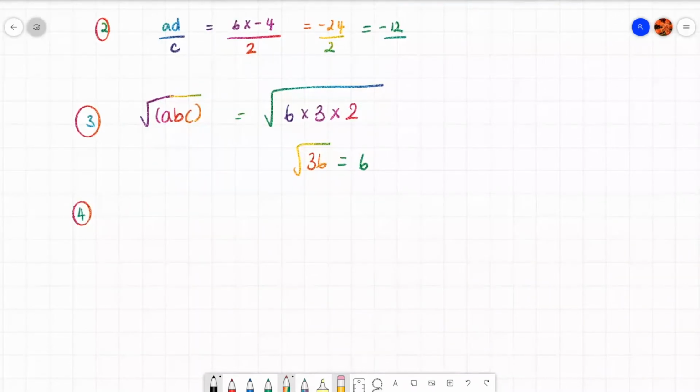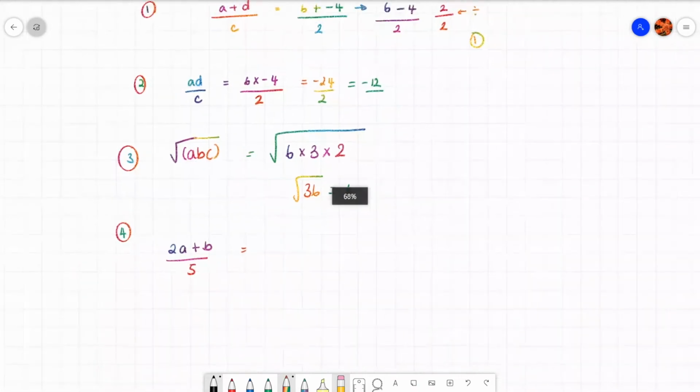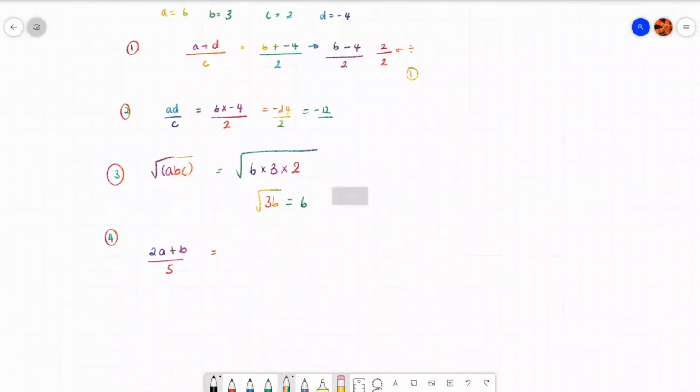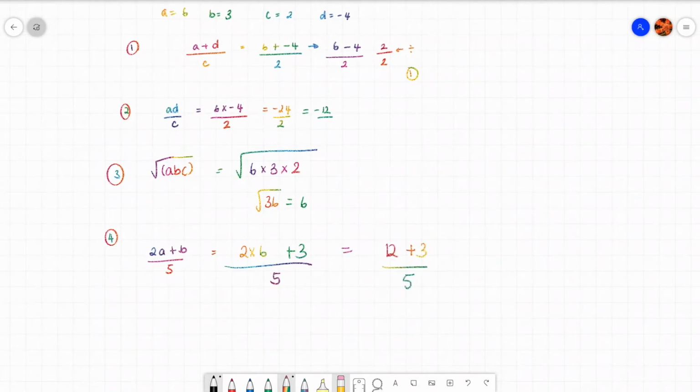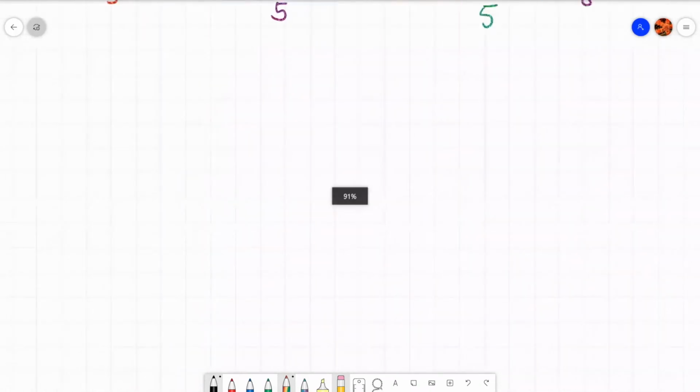Let's have a look at another example. This time, let's do another divide one. 2A plus B, divided by 5. Let's zoom out a little bit so we can see what the letters were. A is 6, so that's 2 times 6. B is 3, plus 3, divided by 5. Don't need to replace the 5 with anything. 2 times 6 is 12. 12 plus 3 divided by 5 is 15 divided by 5, which is 3. Lovely.